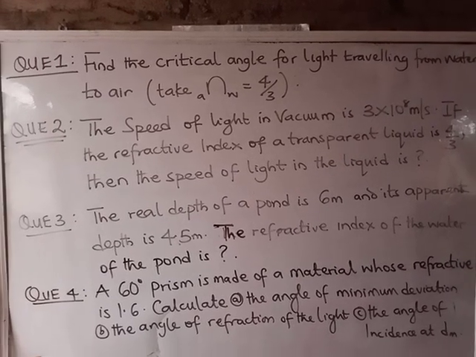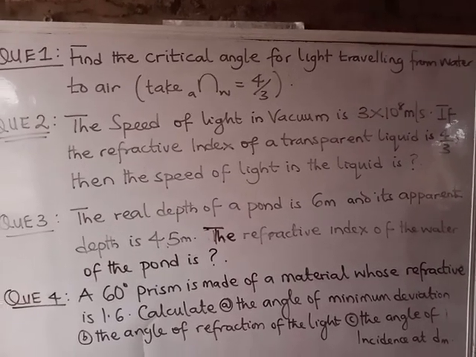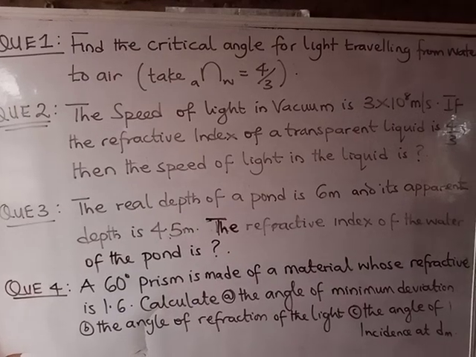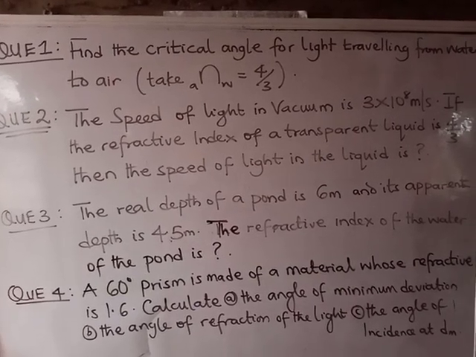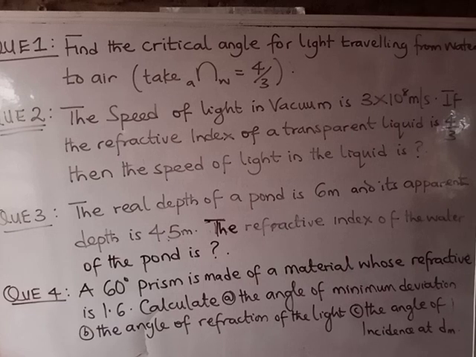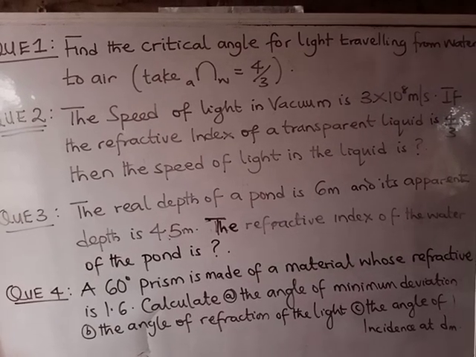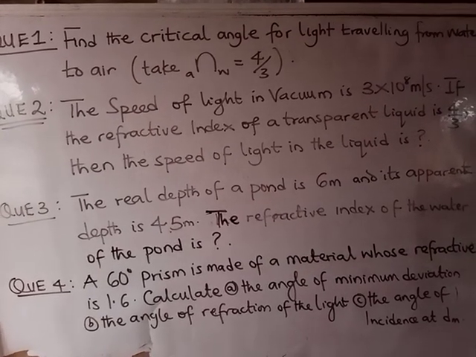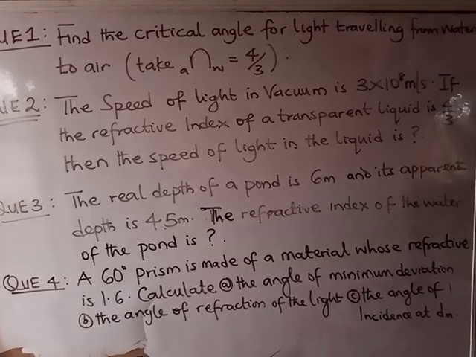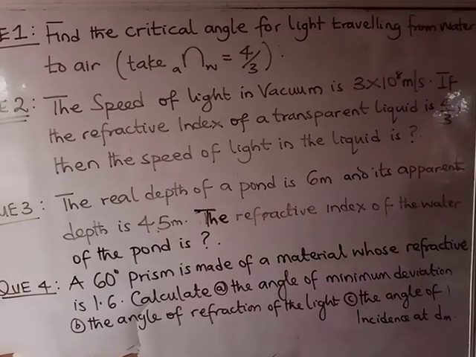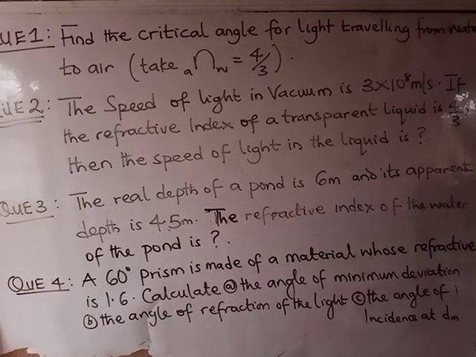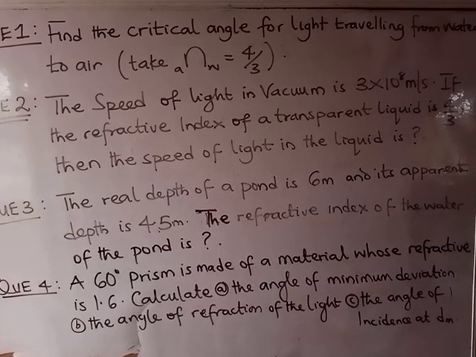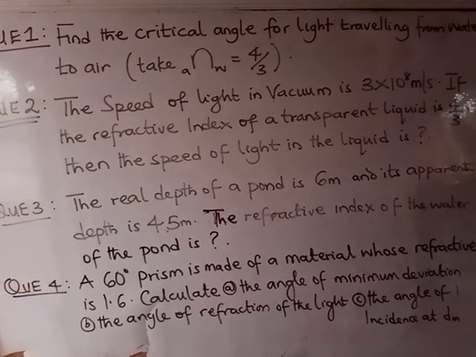The second one: the speed of light in a vacuum is 3 times 10 raised to power 8 meters per second. If the refractive index of a transparent liquid is 4 over 3, then the speed of light in the liquid is, you have to calculate that. The third one: the real depth of a pond is 6 meters and its apparent depth is 4.5 meters. We have to calculate the refractive index of the water of the pond.